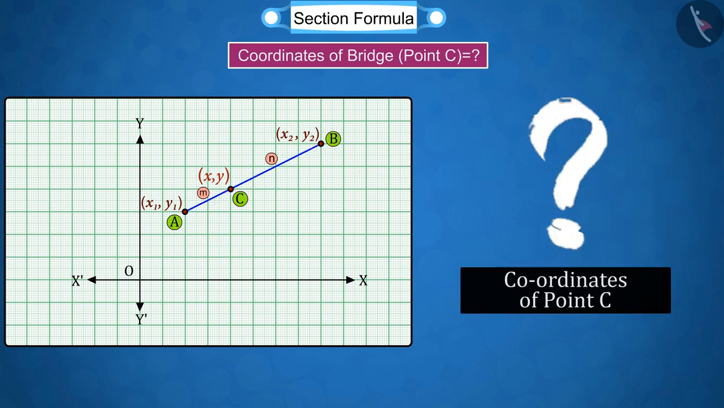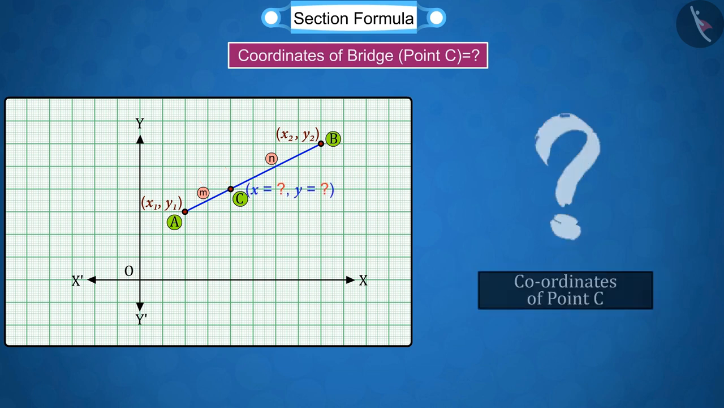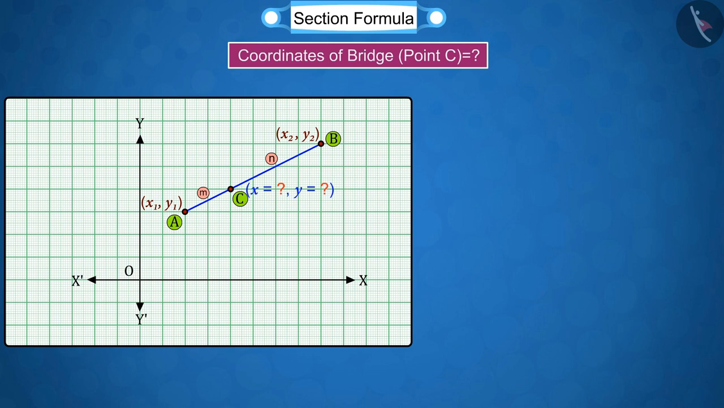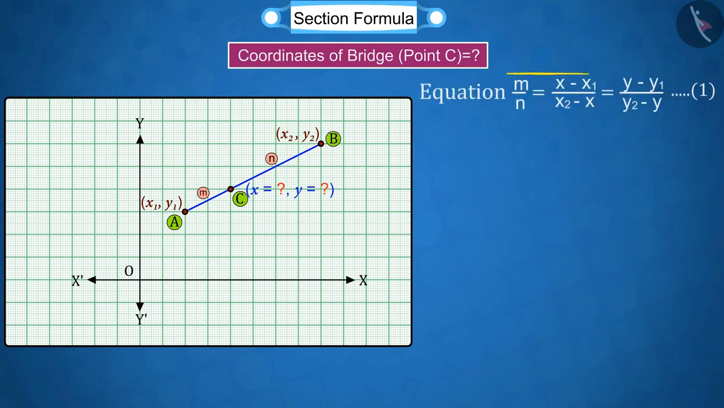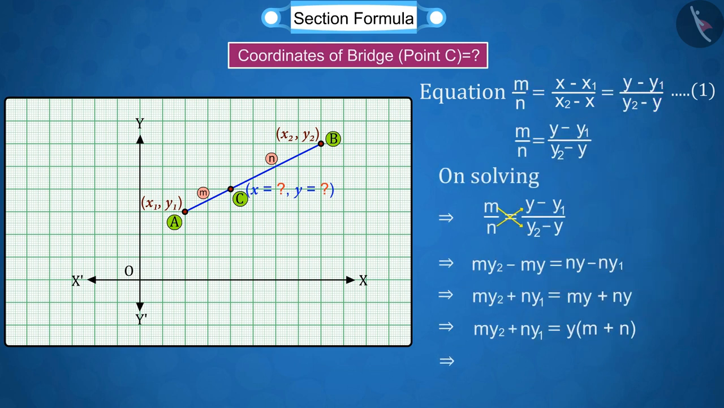Now can you find the values of the coordinates x and y of point C? Come on, let's try to find its solution. By comparing these two ratios of equation 1 and solving them, we get the value of x as (mx2 + nx1) upon (m + n). While comparing these two ratios of equation 1 and solving them, the value derived of y is (my2 + ny1) upon (m + n).